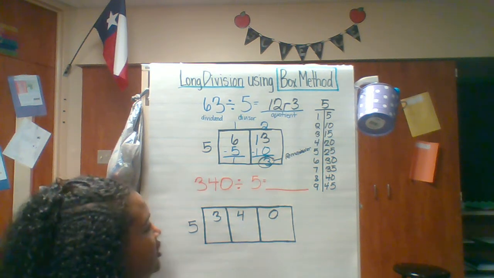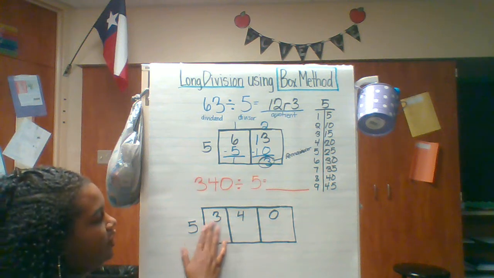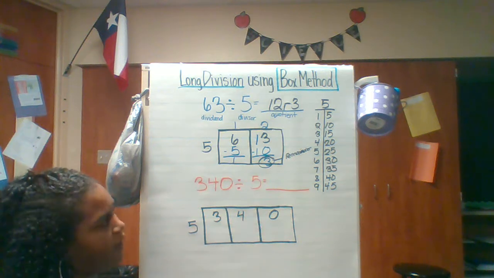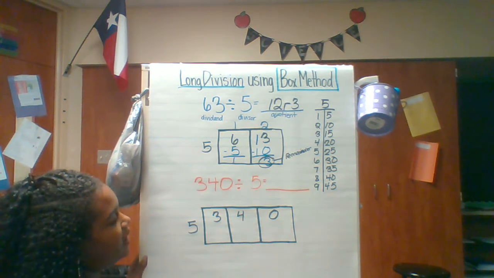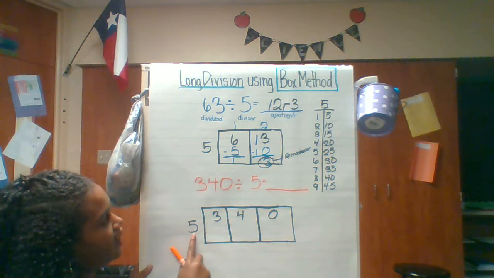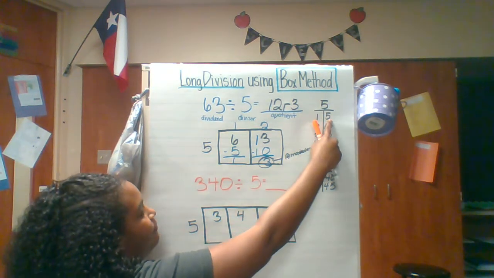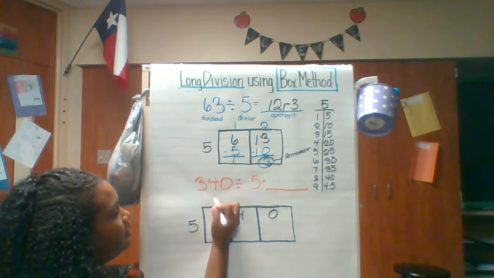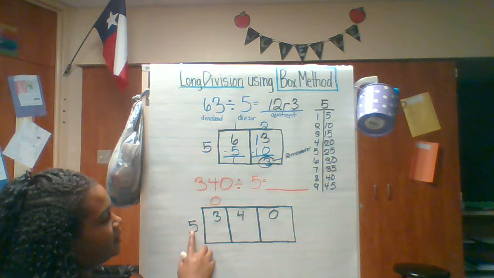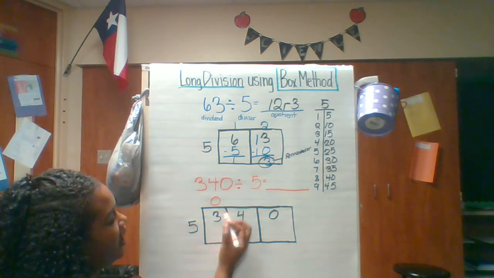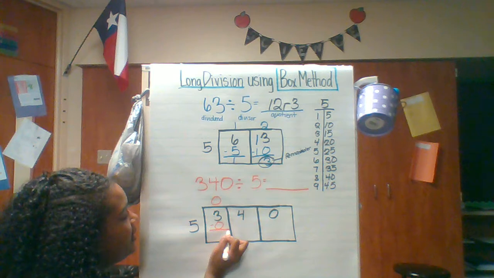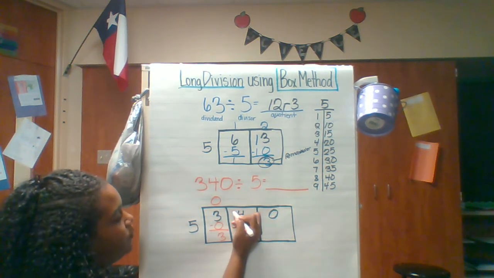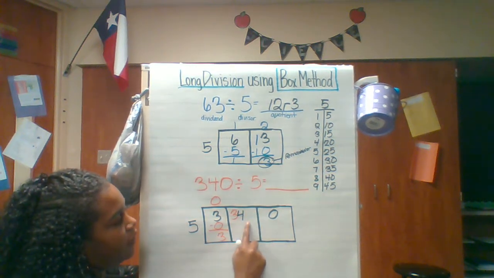So we ask ourselves, and you can do it either way, either 3 into 5 or how many times can we make 5 into 3? I like 3 into 5. So how many times can 5 go into 3 groups? Well, I see it can't even make one group. It's not enough. So I'm going to put a 0, because it's 0 times that 5 can go into 3. So 0 times 5 is 0. 3 minus 0 is 3. And then I'm going to carry my 3 up to this 4, giving us a new number of 34.